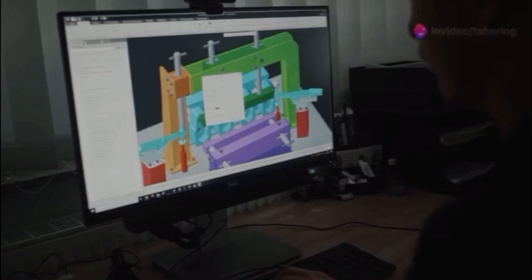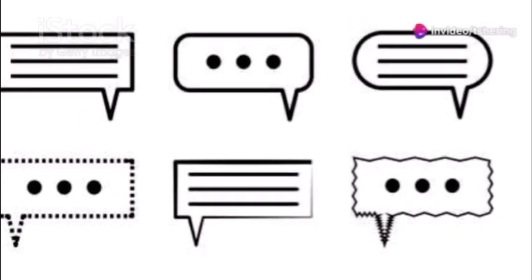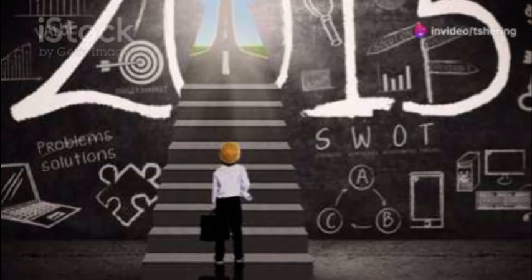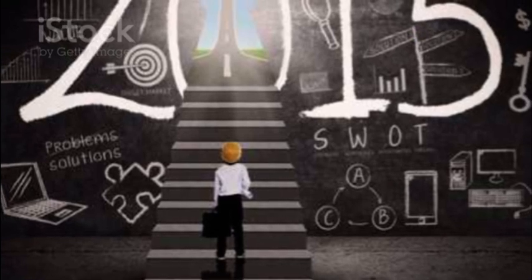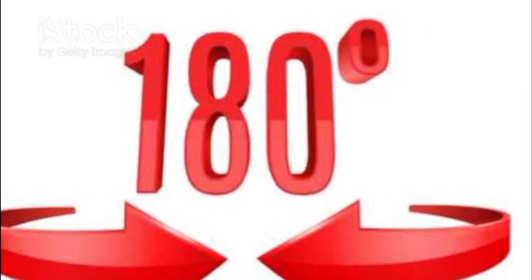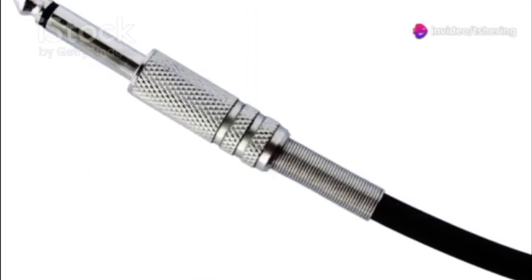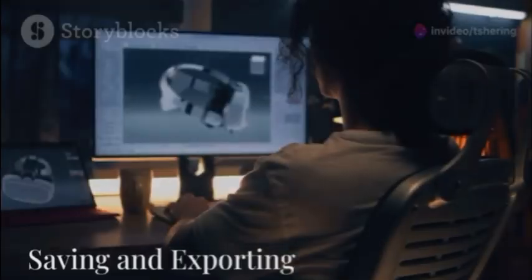Now, let's jump into the exciting world of 3D. One of the coolest 3D tools is Extrude. With Extrude, you can take a 2D shape and give it height, turning it into a 3D object. Another awesome tool is Revolve. Revolve lets you take a 2D profile and spin it around an axis, creating a 3D object with rotational symmetry.